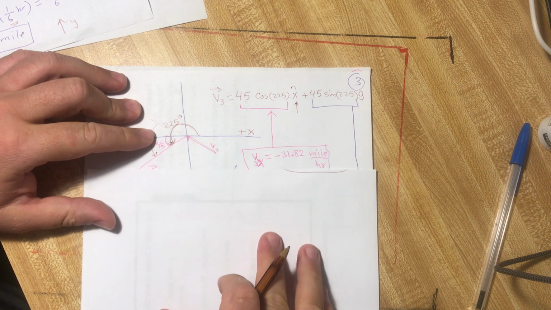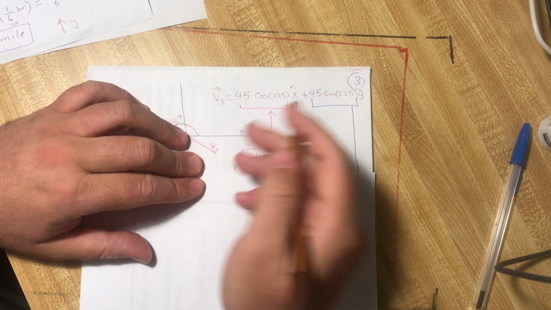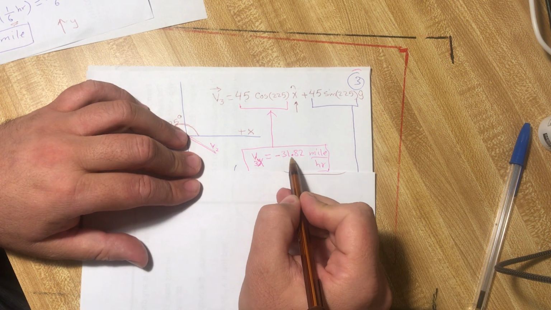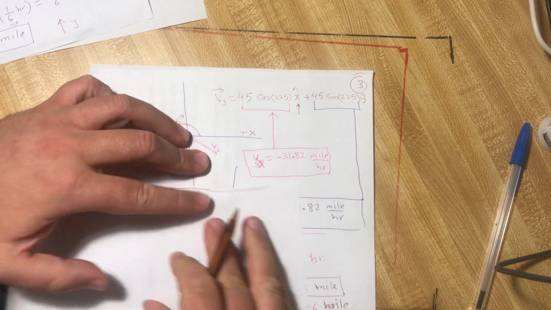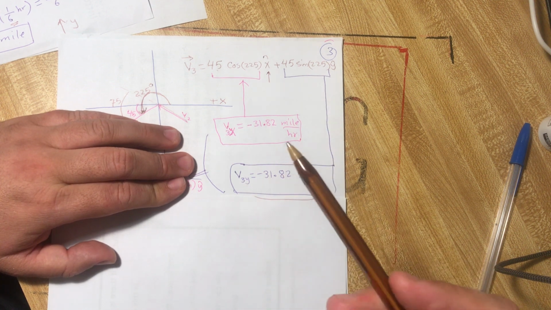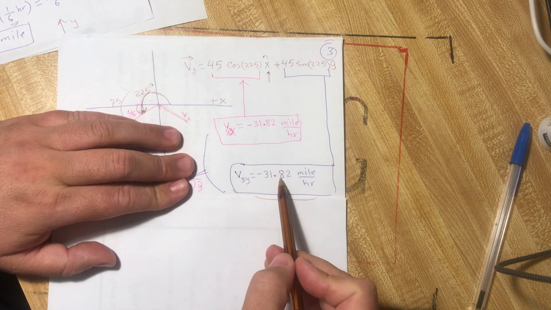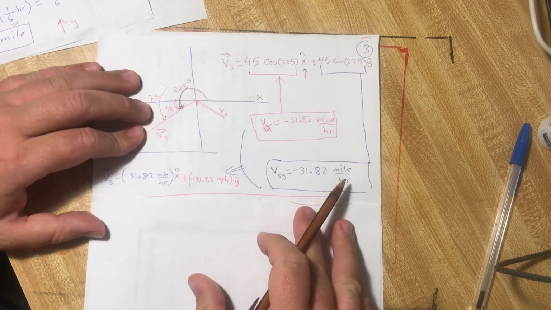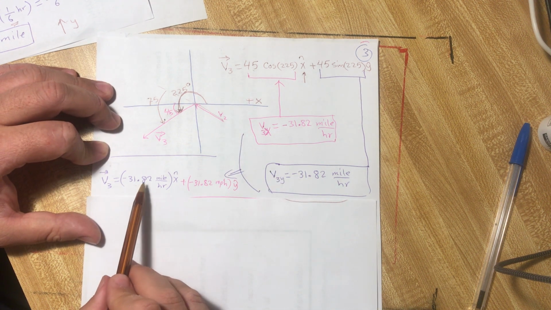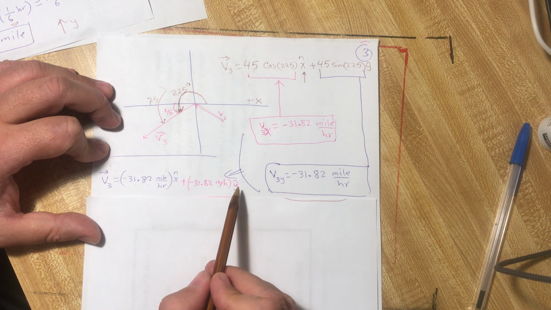Okay, I need to compute now the x component of this velocity in the third stage. 45 cosine 225 is equal to negative 31.82 miles per hour, and the y component of the velocity in the third stage is negative 31.82 miles per hour. So the velocity in the third stage is negative 31.82 miles per hour in the x direction, negative 31.82 miles per hour in the y direction.